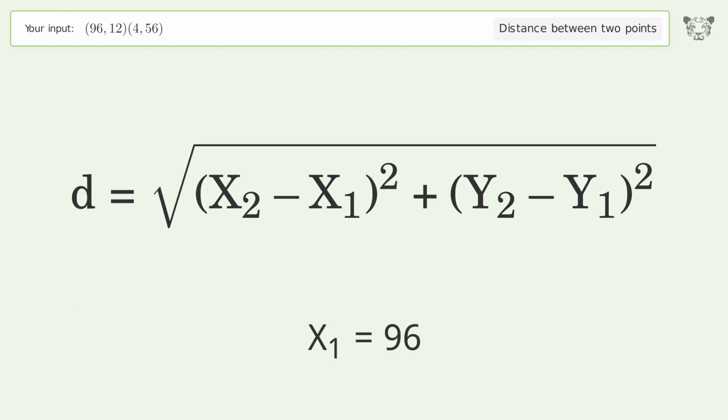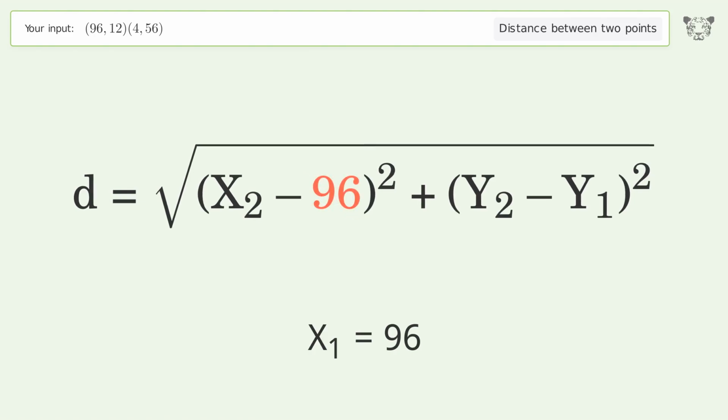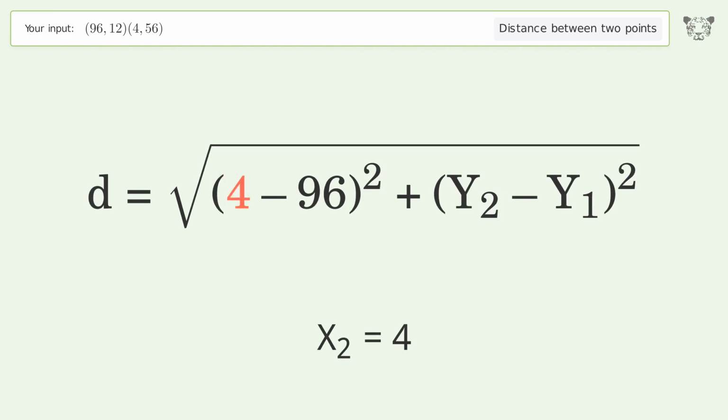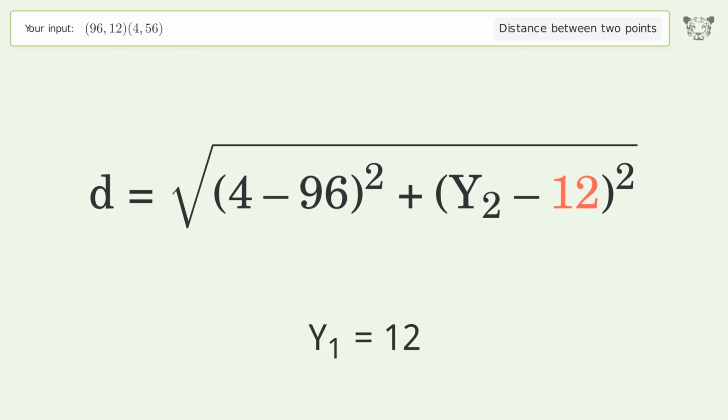x1 equals 96. x2 equals 4. y1 equals 12. y2 equals 56.